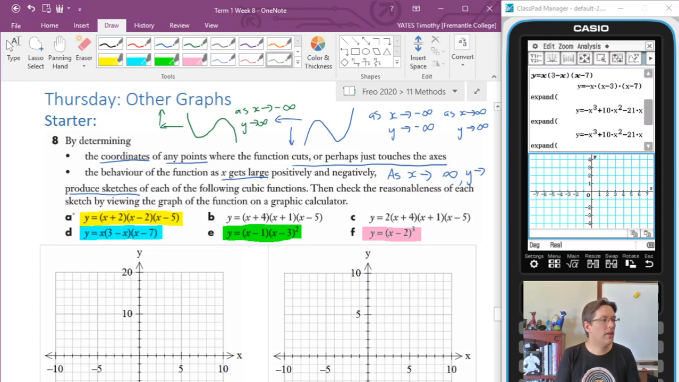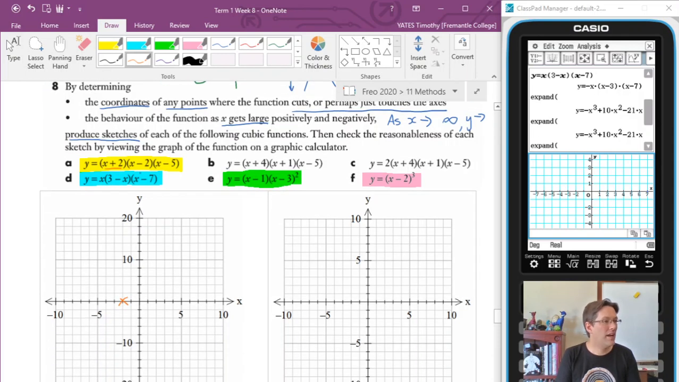So let's have a look at our first one here. I'm going to match the colors to the highlighting that I've done, so I'm going to use my orange pen for this one. Here we've got y equals (x + 2)(x - 2)(x - 5). This is in x-intercept form, so it's pretty easy to see. In order for the first bracket to be 0, x is going to need to be negative 2, so it'll pass through that spot. x is also going to need to be 2 for the second bracket to be 0, and for the third to be 0, x is going to need to be 5.